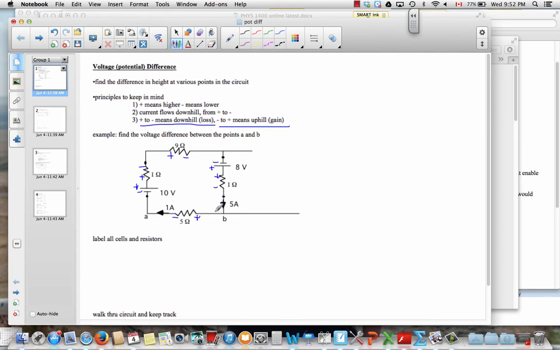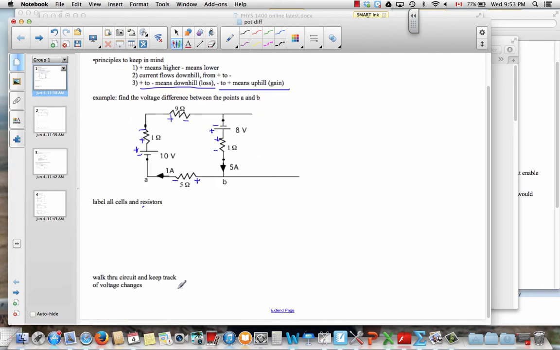So if we wanted to find the voltage difference between the points A and B, first we would label the cells and resistors, which we've done. Then we will walk through the circuit and just keep track of the voltage changes. So let's do that now. Let's start at A, and then if we walk this way towards B, the first thing that will happen is we will gain 10 volts. Then there will be a drop across this resistor, and the drop is I times R.